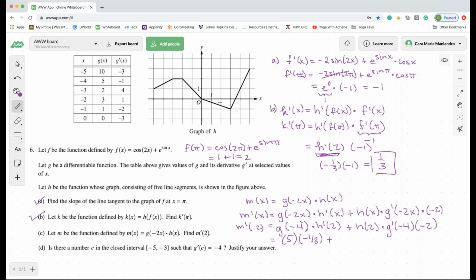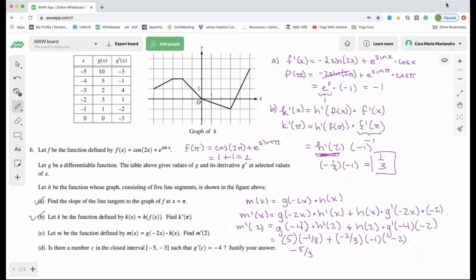H of 2 is, let's see, everybody like -2/3-ish? Okay, g prime of -4 is -1. And then this is -2. All right. So -5/3. That's a lot of negatives.